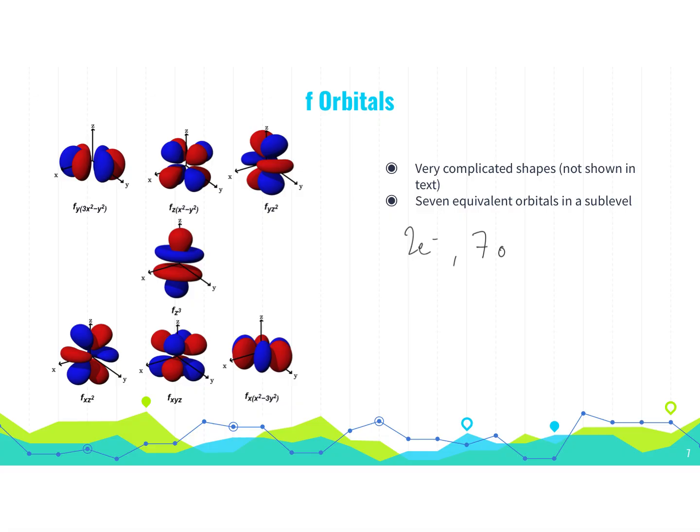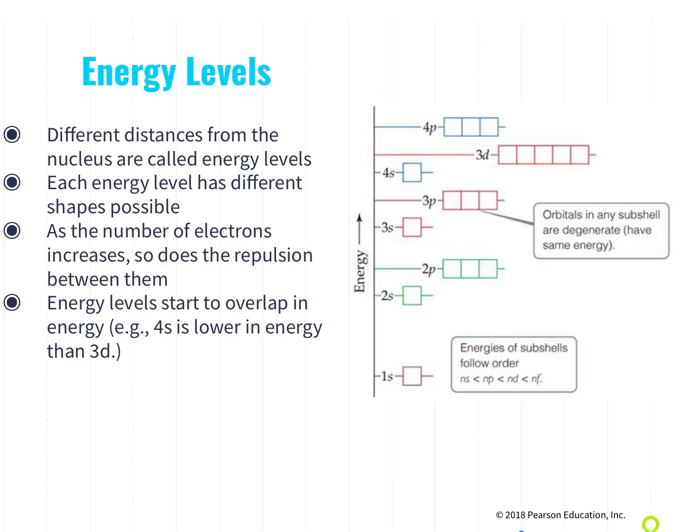We have 7 orbitals total. So 2 electrons times 7 orbitals. The f block, or the f orbitals, hold a total of 14 electrons. Now, another key thing to remember is energy levels. You might see a diagram like this that's describing the energy of particular orbitals.